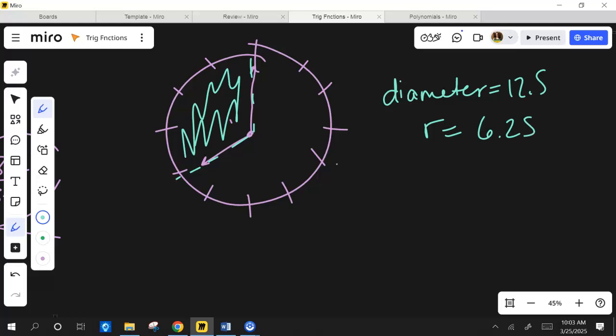Oh, hold up. They gave it to us. Find the area of the smaller sector formed by the minute and hour hand. So we're talking about this one. Take the diameter and cut it in half. Diameter goes all the way across.